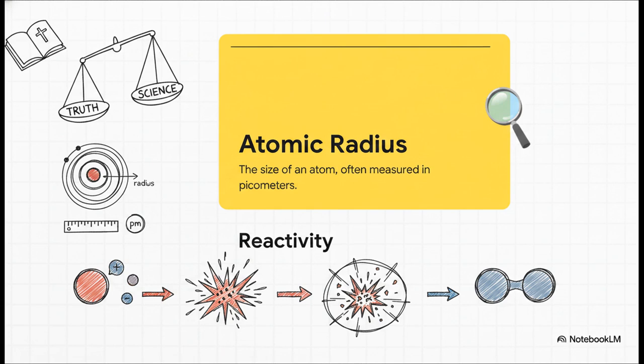So before we start crunching any numbers or tracking trends, let's lock in two crucial definitions. First up, atomic radius. Simply put, this is the physical size of an atom, and because atoms are unimaginably small, we measure this in picometers. Second is reactivity. This just tells us how easily an element undergoes a chemical change. For example, how easily a metal in group 1 might lose an electron and cause a massive bubbling reaction.